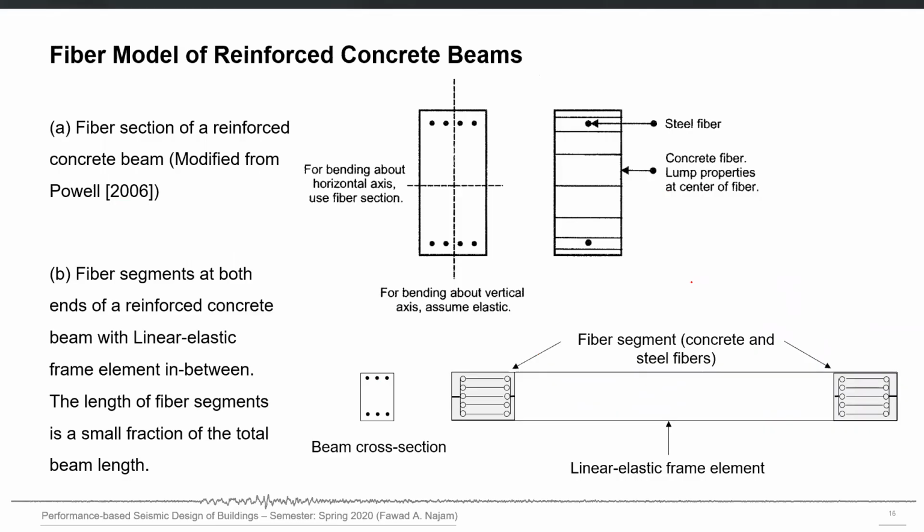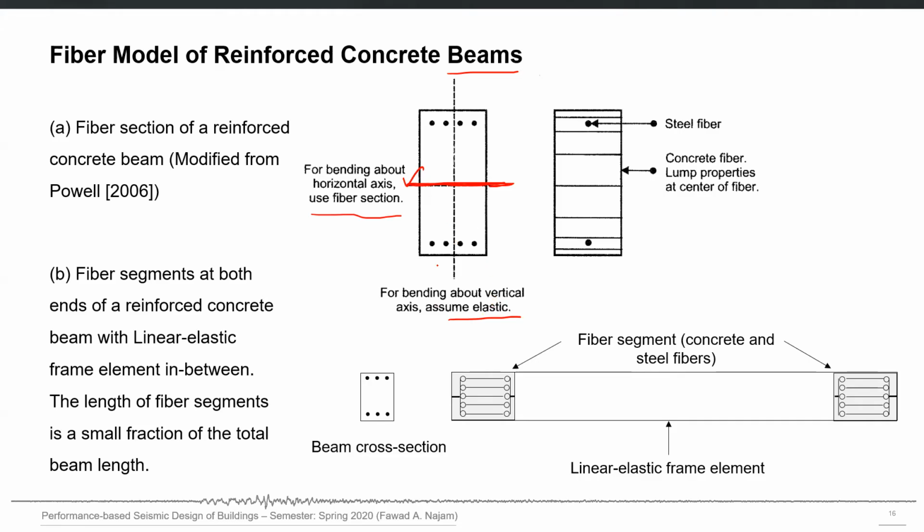So now let's discuss one by one these three elements: beam, column, and shear wall. First, the fiber model for beams. So this is my beam cross section, and for bending about the horizontal axis, we use the fiber section, this one. For bending about this vertical axis, we are not concerned, because that will be out-of-plane bending for the beam. The primary bending axis for the beam is this axis, the one which I am highlighting right now. So we will have fibers only in this direction. For bending about the vertical axis, we just assume the behavior as elastic.